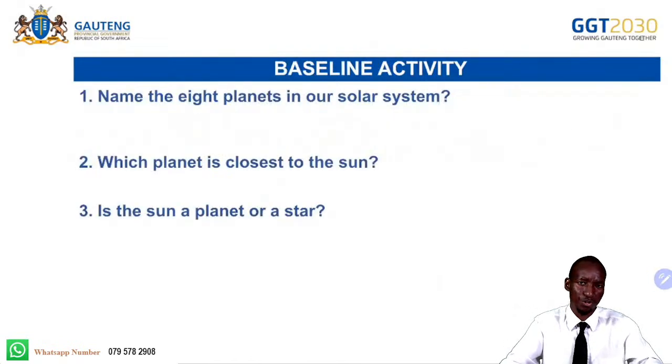Before we go into our lesson in detail, we're going to quickly answer a baseline activity. We've got 3 questions for that baseline activity. We're going to use the pre-knowledge that we learned in prior grades, grade 6, to answer those questions. Number 1 says, name the 8 planets which are found in our solar system. Number 2, we are supposed to state which planet is closest to the sun. Then finally, we are supposed to state whether the sun is a planet or a star.